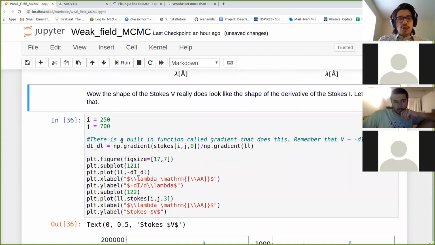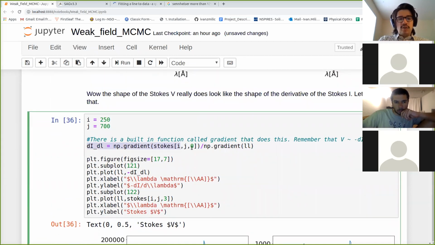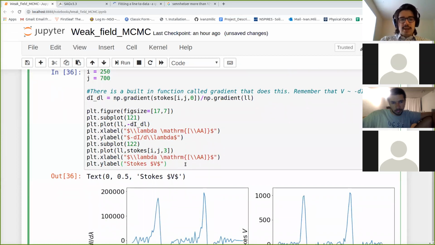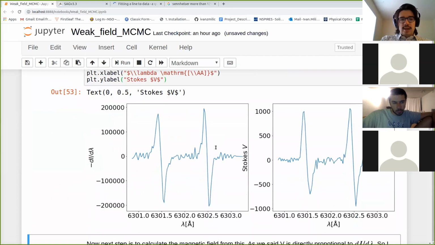So let's check if the derivative of Stokes I really looks like V. I'm going to use this very convenient function called gradient, which calculates these derivatives for me. I'm just going to make a new variable called dI over dl and say that it's the gradient of Stokes I at a given point divided by the gradient of wavelength. The gradient of wavelength is basically constant because the grid is equidistant. Then when I plot that, I get something like this.